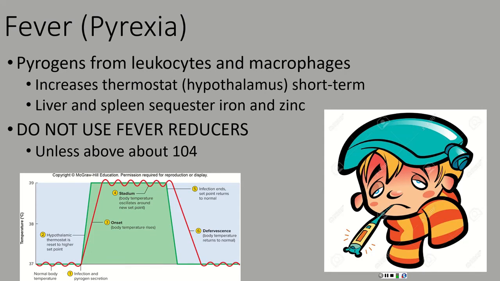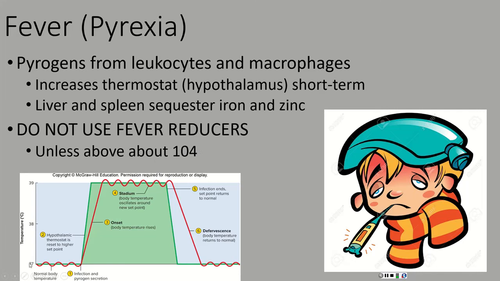Above 104, now you start to run the risk of denaturing your proteins like we talked about before. Remember denaturing proteins at high temperatures? Well, above 104, now it's risky. That's when you want to see a doctor. That's when you want to take some fever reducers. Or if you have small children. When you have small children, definitely listen to their doctor, because small children are much more sensitive to temperature changes, and they can start to have some negative effects even lower than 104.